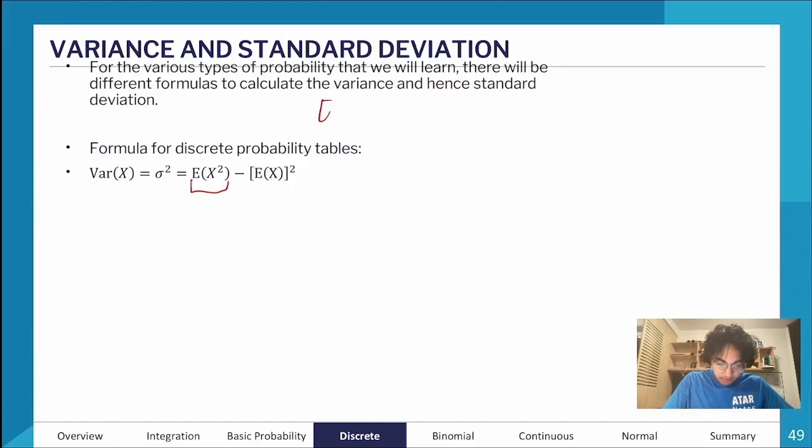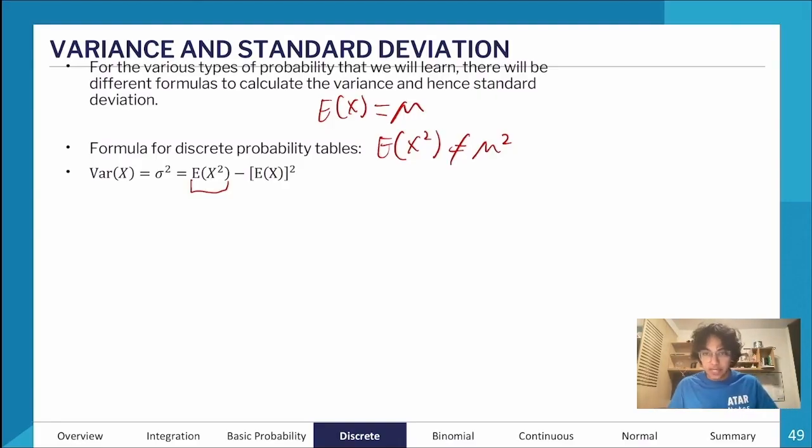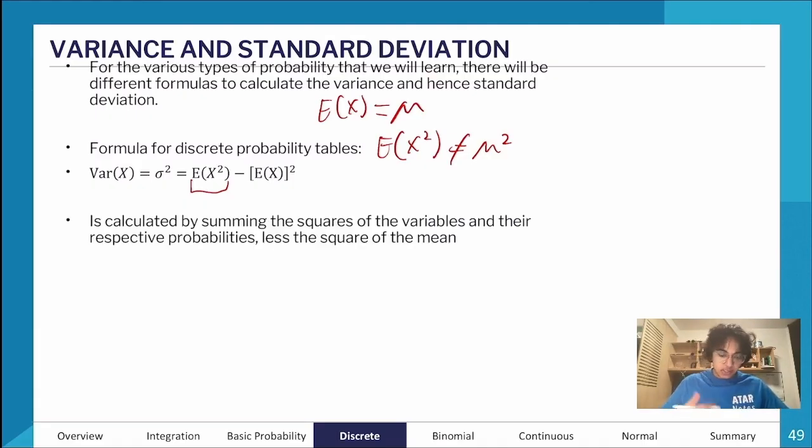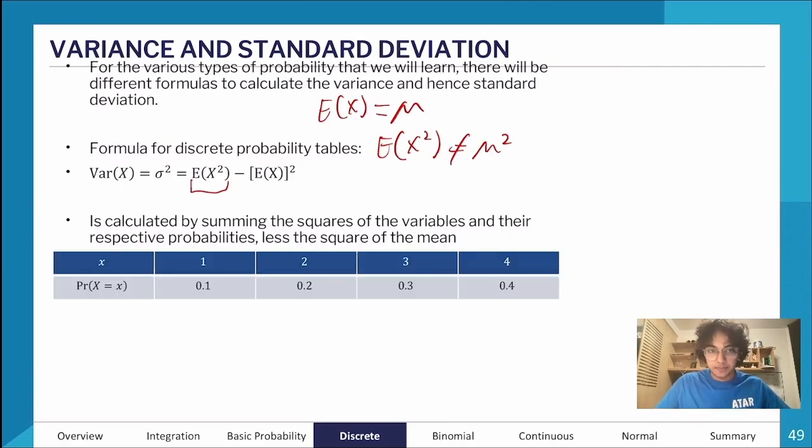So if you guys remember, E of X is just equal to the mean. So how do I work out E of X squared? And it's not just the mean squared, okay? For E of X squared, we need to make a new probability distribution table with every value squared, and then we just work it out as per normal. So we sum up the squares of the variables with their respective probabilities, then we square the mean. So how would this work out to be? I'll give you guys a couple seconds, maybe have a crack.